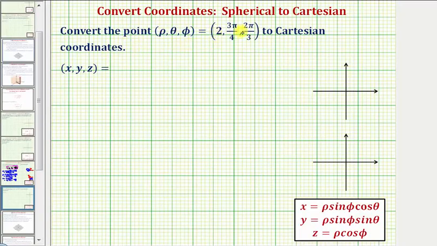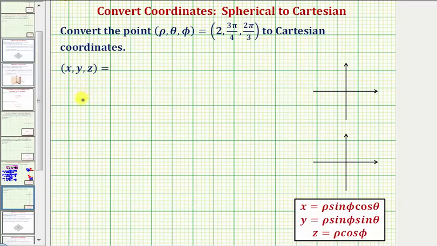We want to convert the point (2, 3π/4, 2π/3), which is given in spherical coordinates, to Cartesian coordinates or rectangular coordinates. So we want to find x, y, z, given that we know ρ equals 2, θ equals 3π/4, and φ equals 2π/3. So we'll find the Cartesian coordinates using our formulas provided here.